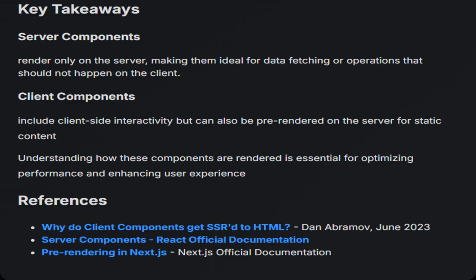The blog post discusses two types of components in web development: server components and client components. Server components are rendered solely on the server, making them suitable for data fetching and non-client operations. In contrast, client components provide interactivity on the client side, but can also be pre-rendered on the server for static content. Understanding the rendering of these components is crucial for optimizing performance and improving user experience.